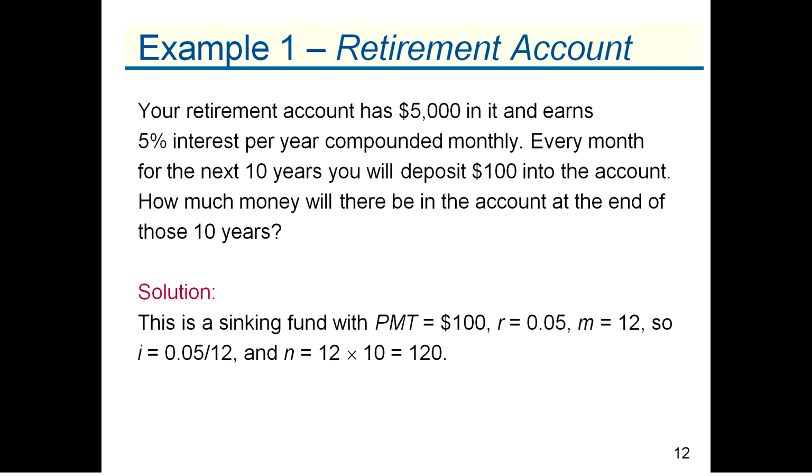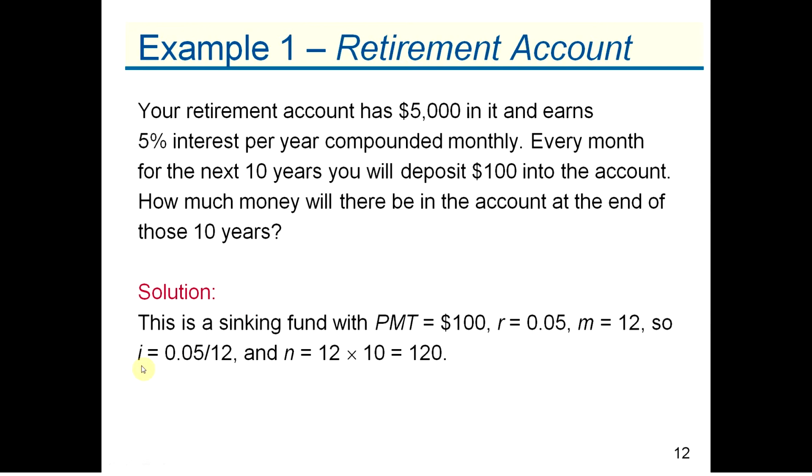So I'm going to first calculate out my sinking funds problem. I've got PMT is $100 per month. I've got a rate of 5%, so that's going to be 0.05. I've got M, which is my number of compounds in a year. That's going to be 12.